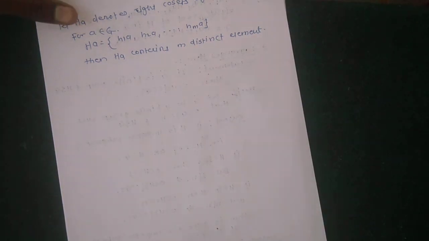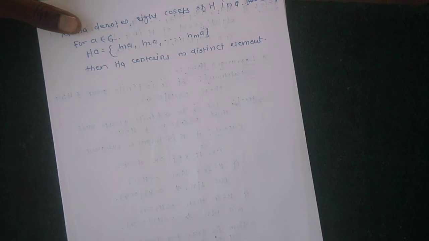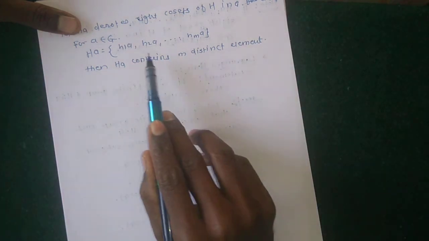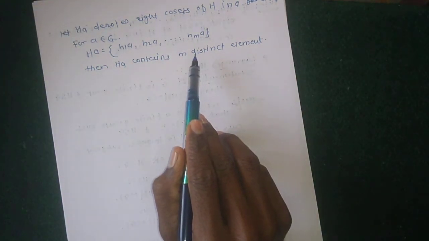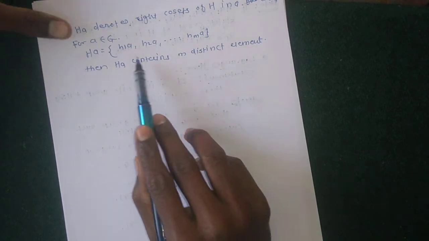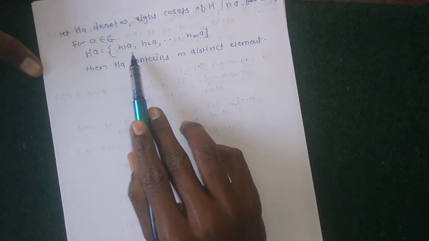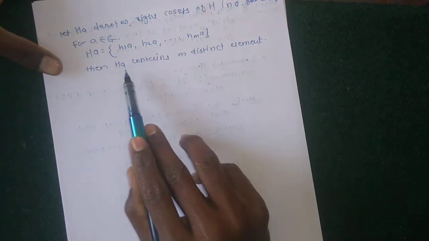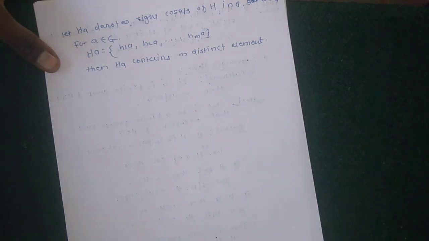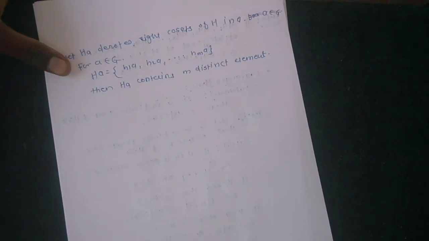In the previous example we also saw this: taking Z6 and its subset {0, 3}, the right cosets have different elements. So here also, Ha, consisting of h1a, h2a, up to hma, has m distinct elements.